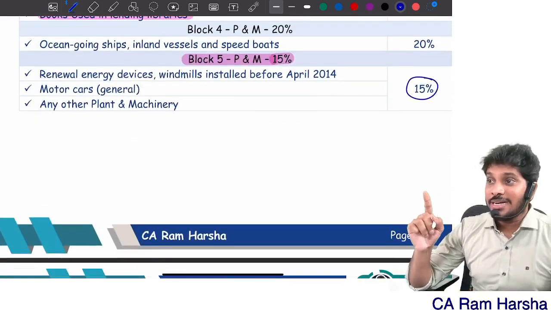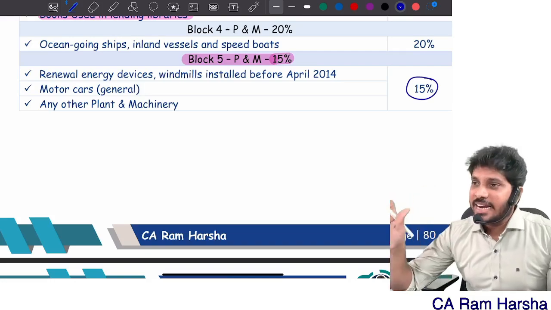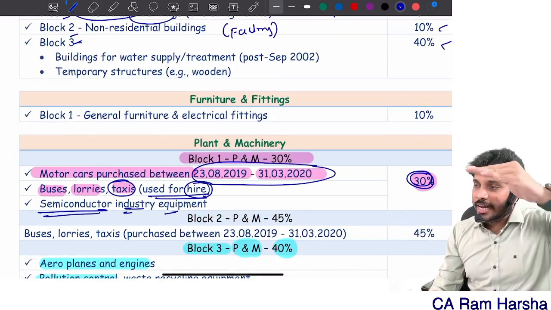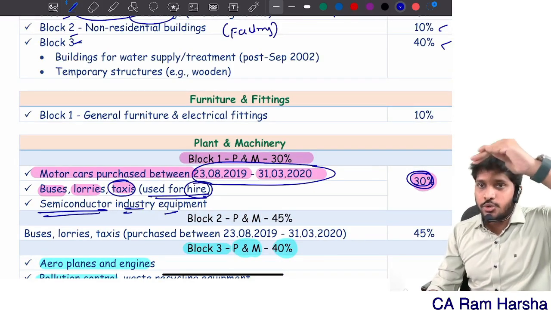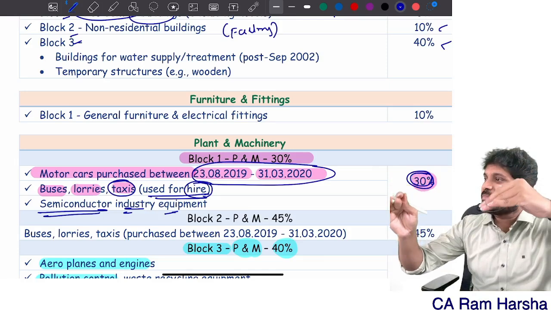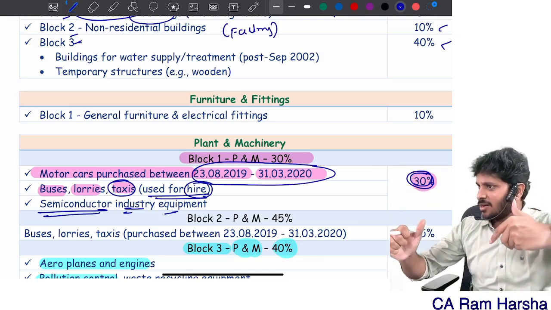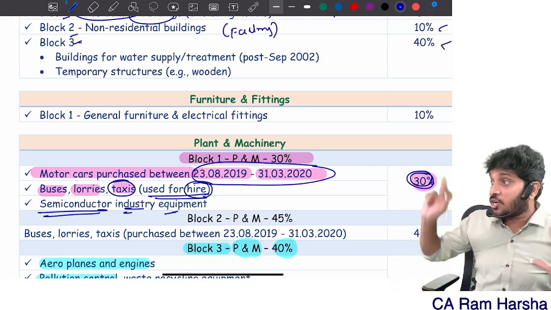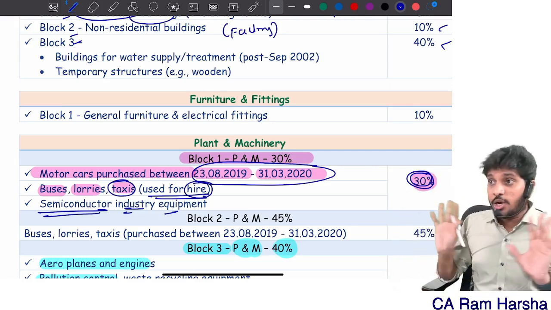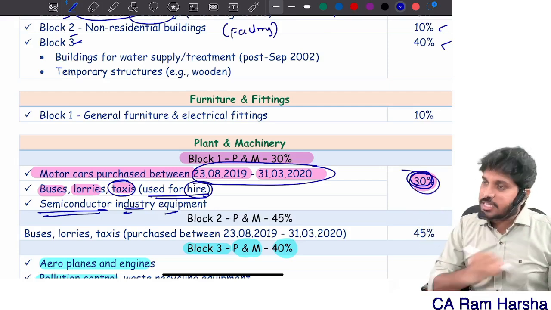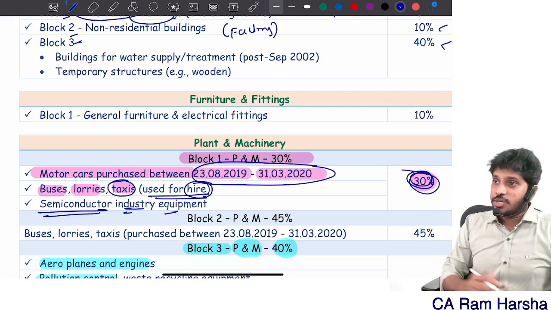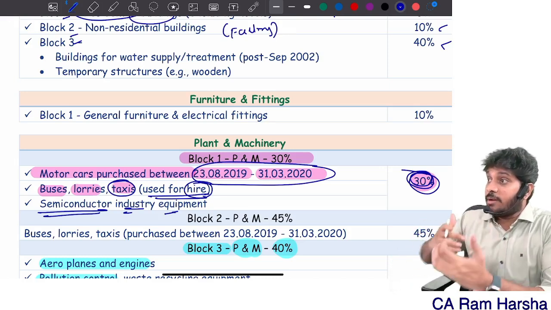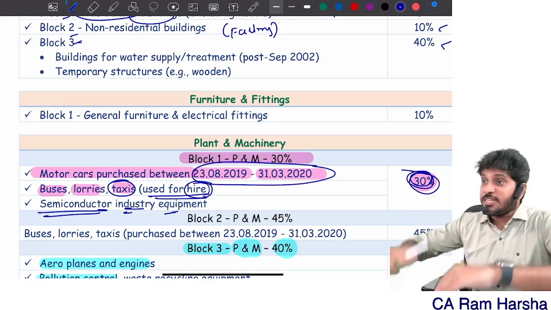Yeah, date is important. But the date is irrelevant, not required. If a car is purchased between August 2019 and 2020, some 8-9 months period, only during that period, if you buy a normal car and use it for your business purpose, not for renting, you are not doing a car renting business. Car renting business always gets 30% depreciation, because for commercial purposes the consumption is very high. Wear and tear is high, so depreciation is also high.